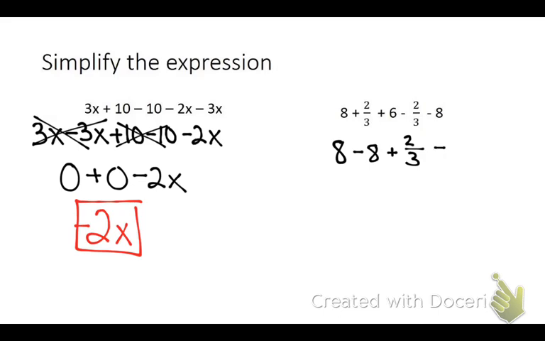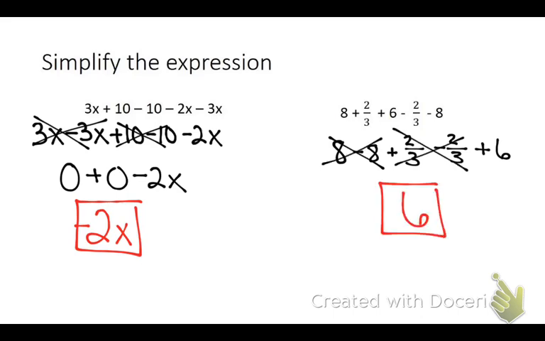Negative 2/3. Match up my opposites. And then plus 6. And guess what? Cancels, cancels. My answer is 6. So you have a section like this. The section on your quiz that this matches up with is numbers 6, 7, and 8.